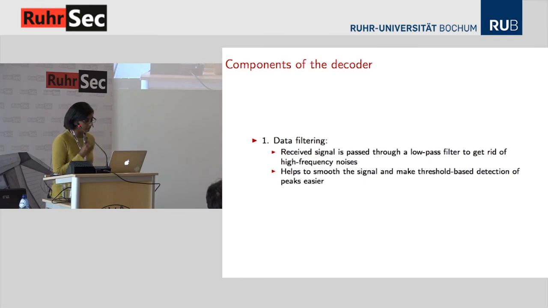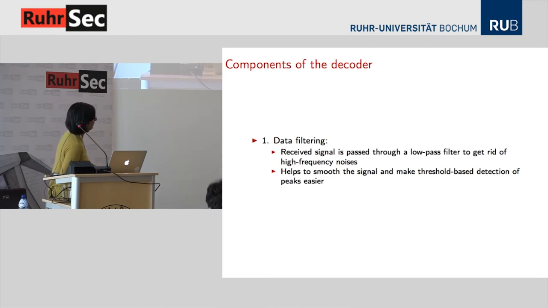So in the data filtering phase, the received signal is passed through a low-pass filter to get rid of high-frequency noise. As you can assume, on a phone you have a lot of noise, coming from apps running on the phone itself, or other things that are interfering with the power traces. So we do the data filtering to make sure that we have a smooth signal to move on to the next stage.